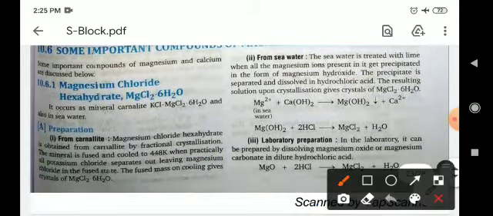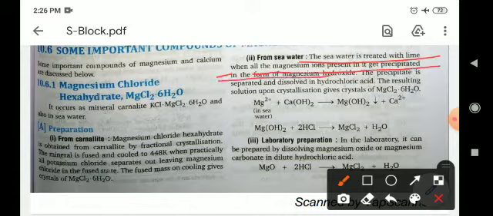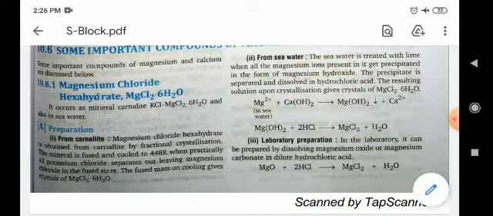Seawater is treated with lime, when all the magnesium ions present in it get precipitated in the form of magnesium hydroxide. Mg2+ plus Ca(OH)2 gives Mg(OH)2 plus Ca2+, and Mg(OH)2 plus 2HCl gives MgCl2 plus H2O.